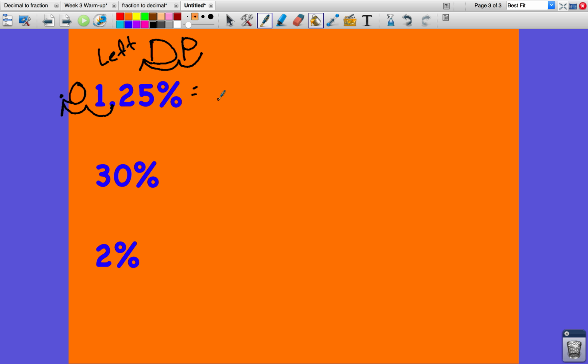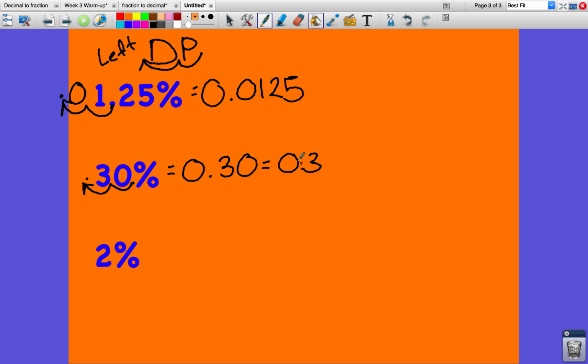So 1 and 25 hundredths percent is really equal to 0.0125. And I'm going to do the same thing for 30%. Since this one doesn't have a decimal, I'm going to put a decimal in the back. I'm going to move it 2 spaces to the left. And 30% is really equal to 30 hundredths, or 3/10, because I really don't need that 0 there.